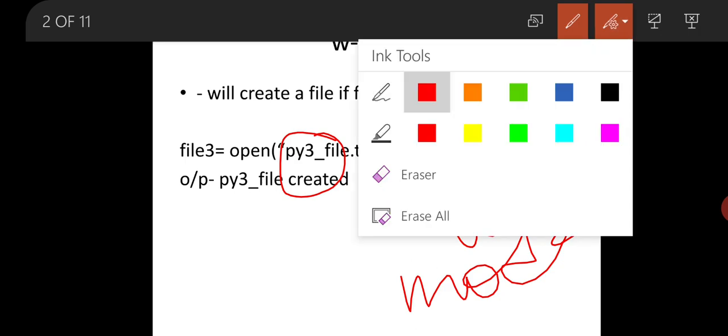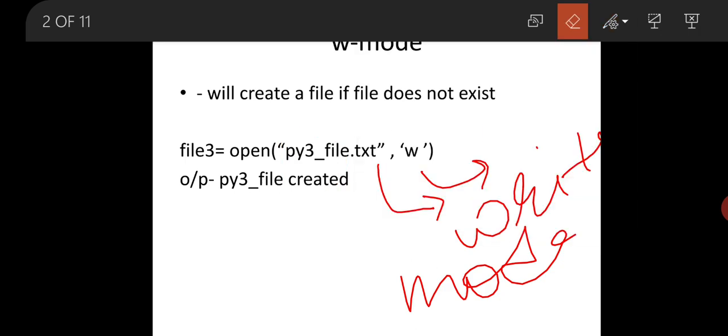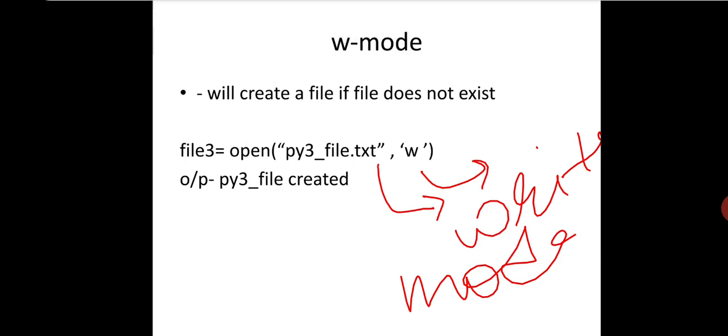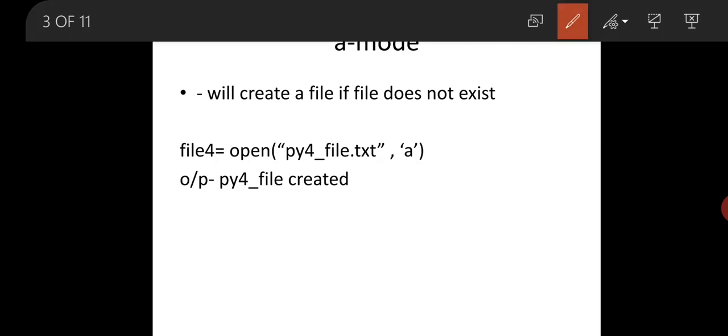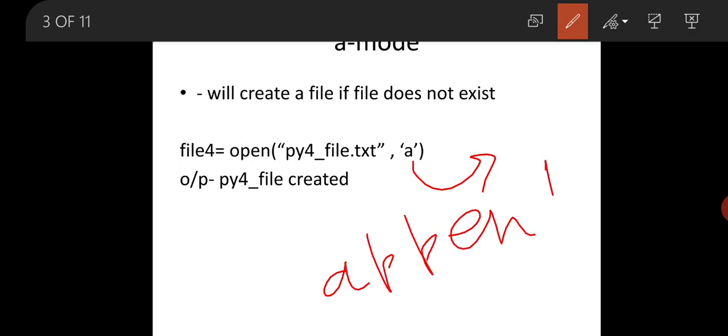Now we will see the next mode, which is A mode. A mode means append mode. A stands for append mode. Here append mode will create a file if the file does not exist. Suppose that py4 file does not exist, then it will create it.